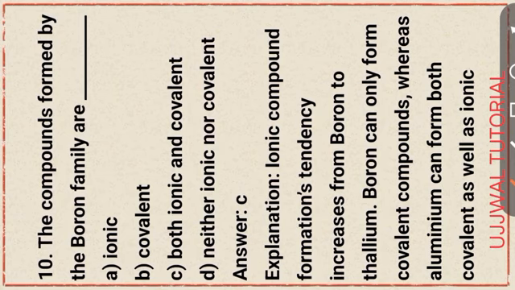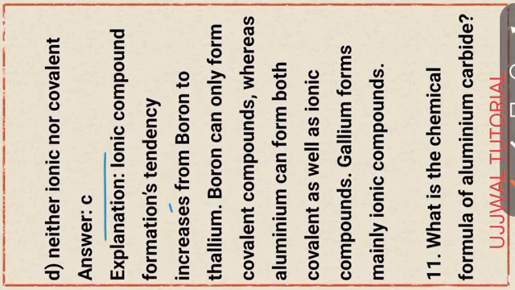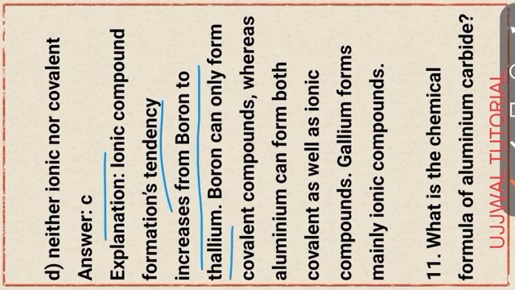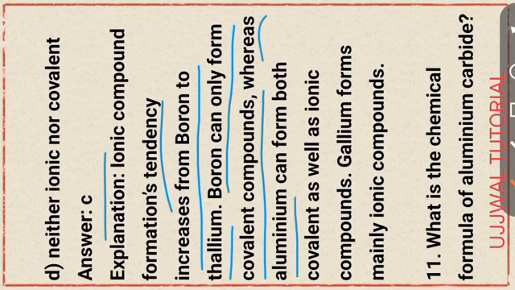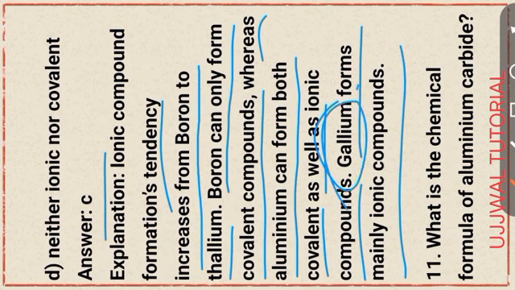Next question, question number 10: The compounds formed by the boron family are option C, both ionic and covalent in character. The ionic compound formation tendency increases from boron to thallium. Boron can only form covalent compounds, whereas aluminium can form both covalent as well as ionic compounds. Gallium forms mainly ionic compounds.